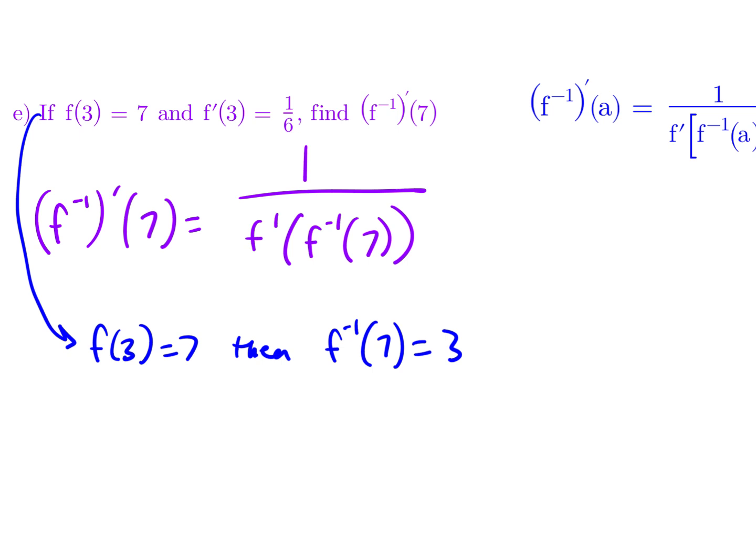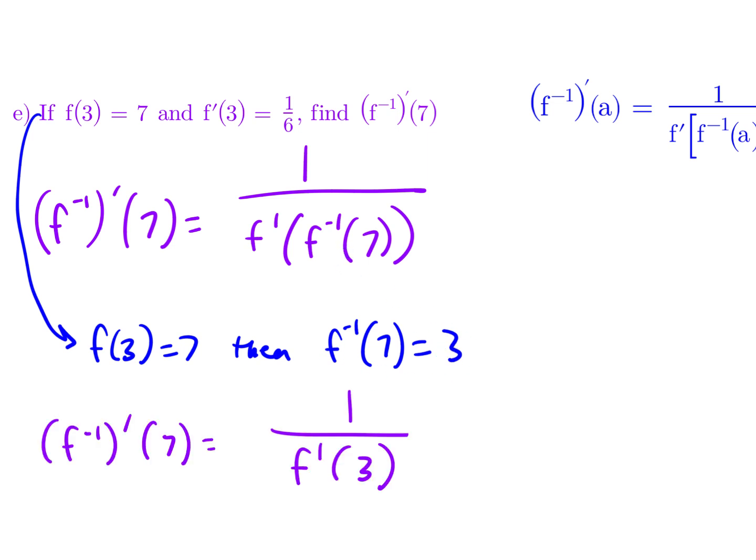Now, because of this, since f of 3 equals 7, then the inverse of 7 equals 3. Right? This is just what we talked about. The function at a equals b, then the inverse at b equals a. Now, this is this. In reality, what we're looking to find is 1 over the derivative at 3. Well, they gave us the derivative at 3. So it is, in fact, 6.